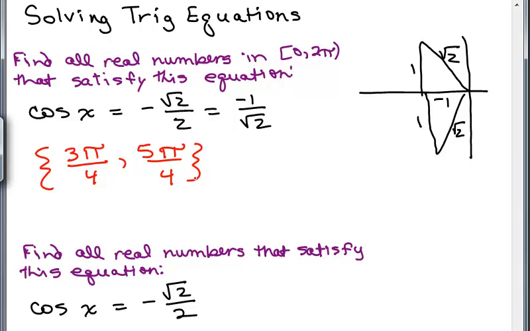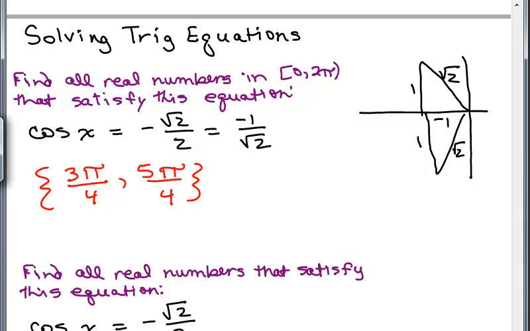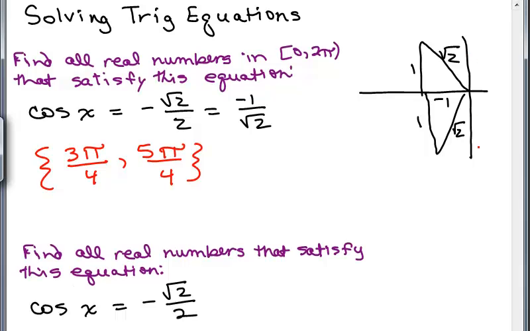And those are the only numbers between 0 and 2 pi where the cosine is going to be negative 1 over square root of 2. In quadrants 1 and 4, for instance, the cosine is positive. All right, now we need to find all real numbers that satisfy that equation.